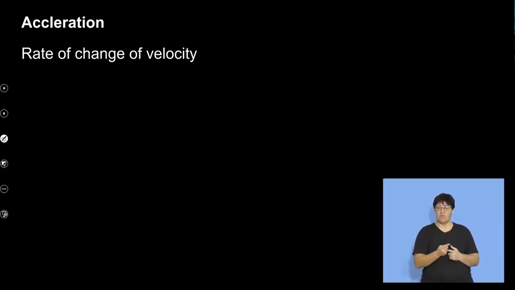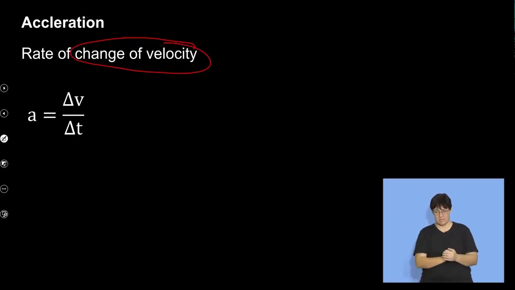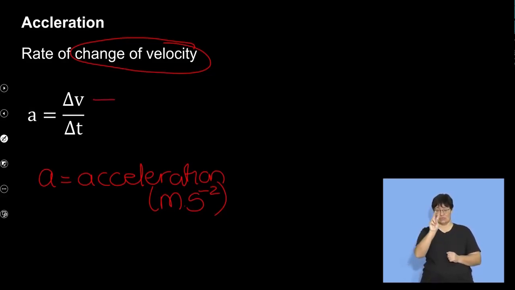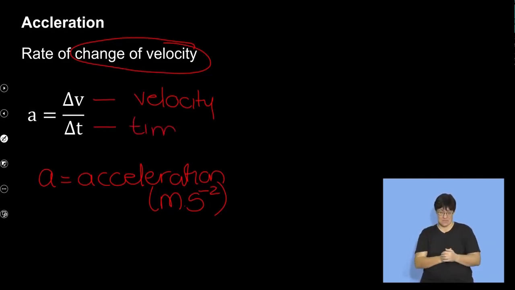Acceleration is the rate of change of velocity. So now I'm looking at how velocity changes over time. A is acceleration. We're going to do more of this soon, don't worry. Acceleration is meters per second squared. It's how the velocity changes in time. That is my velocity, so it's how my velocity changes. So I have to take two velocities and subtract them from each other, and this is time.